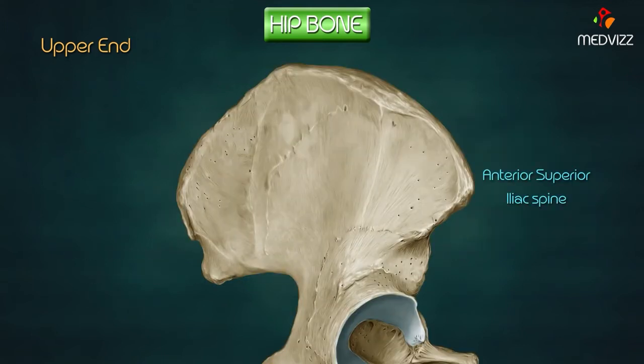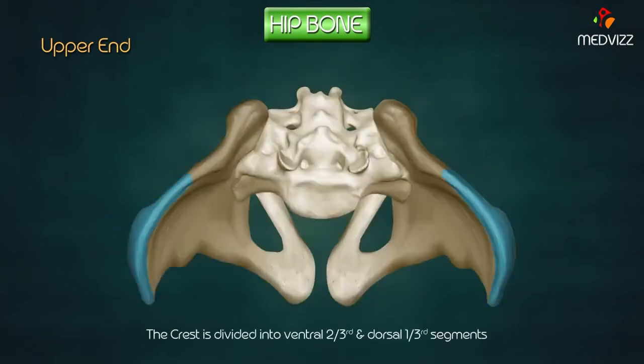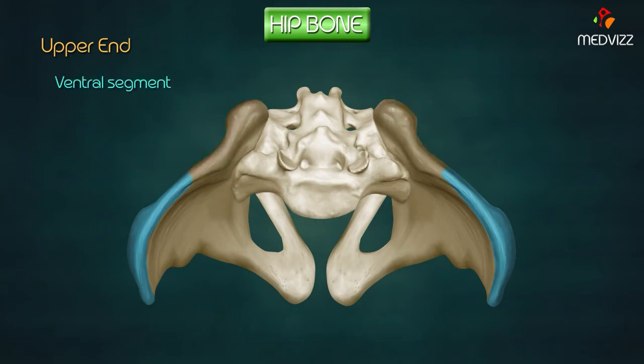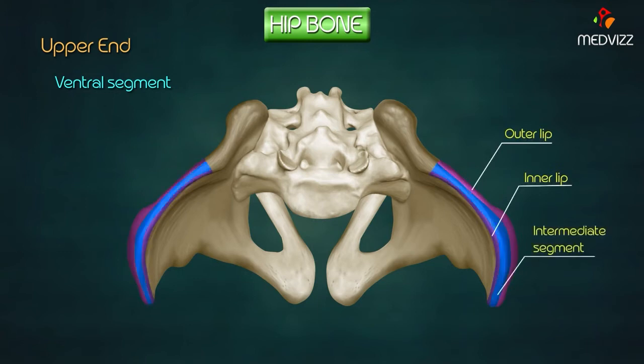Anterior superior iliac spine. It is a projection situated at the anterior end of the iliac crest. Posterior superior iliac spine is a projection situated at the posterior end of the iliac crest. The crest is divided into ventral 2/3 and dorsal 1/3 segments. Ventral segment. This presents with outer lip, inner lip, and an intermediate segment.